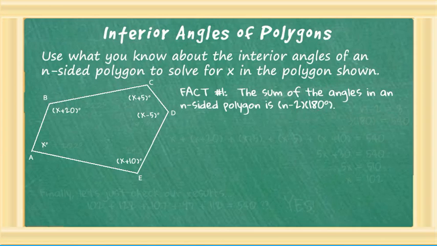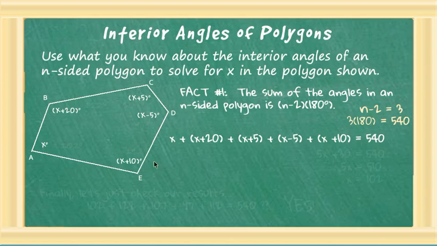In this one we just chose 5 for a polygon, and we calculated 3 times 180 is 540. Now we just have to take these 5 angles, the way their expressions are, and set the sum of all 5 of those equal to 540. That's going to easily let us figure out what x had to be.